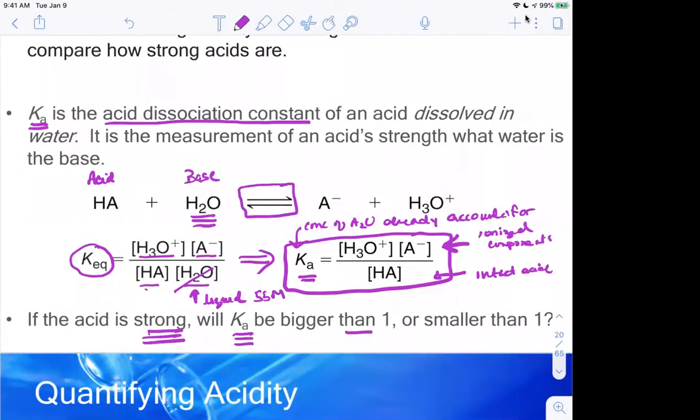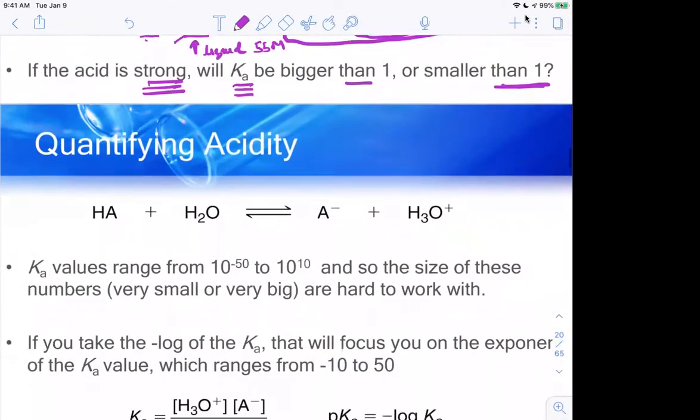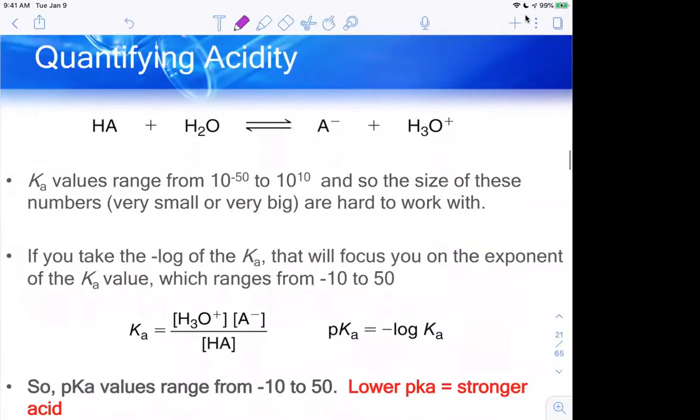If my acid is weak, my denominator is going to be a much larger number relative to the concentration of my ions, because it only partially dissociates or ionizes. So for my weak acids, because my denominator is going to be much larger than the H3O plus and the A minus, Ka is going to be a very small number. So I can actually look at the value of Ka.